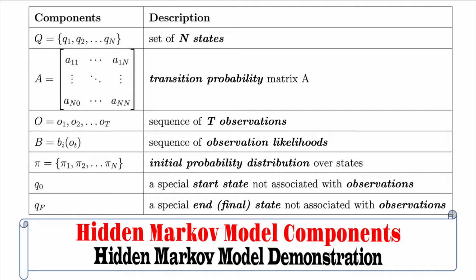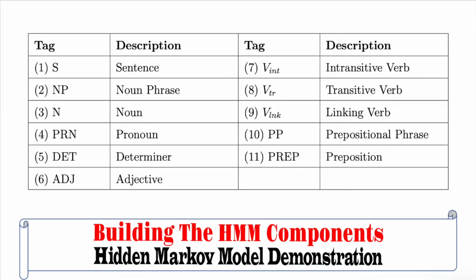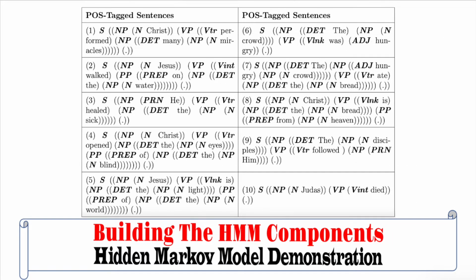To illustrate how HMM works, let us use a very simple tag set that is shown on the screen. We'll also use our super tiny corpus that is shown on the screen. Let us compute the transition probability matrix. Using our super tiny corpus, we will compute some partial results only.